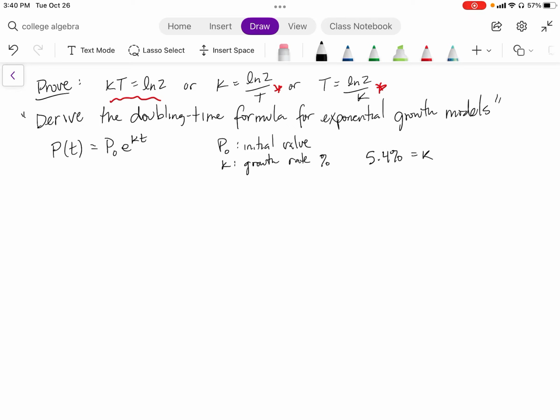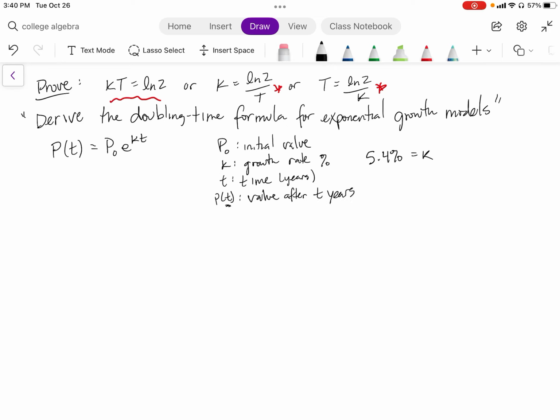T is the time in years. How long is this thing going? And that's kind of the question here. And P of t is our final value, right? After t years, what value are we at? So the value after t years.